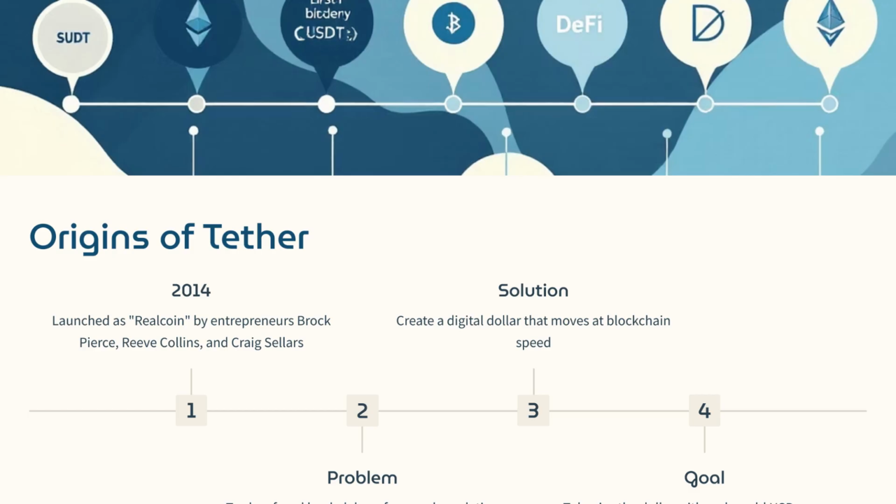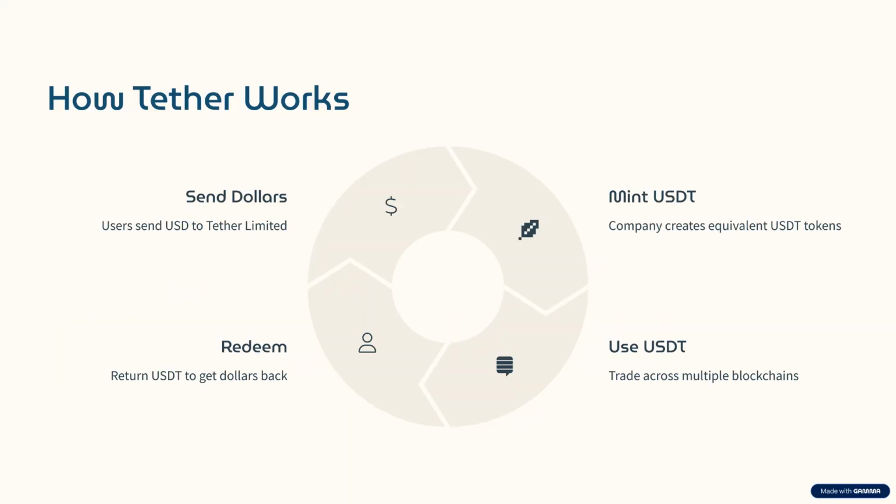What if there was a digital dollar you could use inside the crypto ecosystem? Something you could send like Bitcoin, but that didn't bounce in price every day? They launched a project called RealCoin, which later rebranded to Tether. Their goal was simple: tokenize the dollar. Back every USDT with a real-world USD reserve, and let people move dollars at blockchain speed.